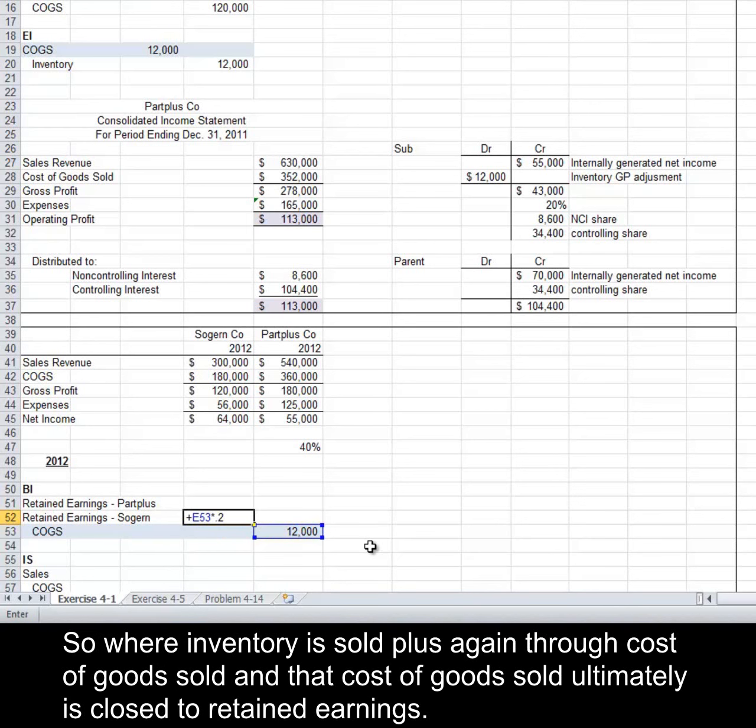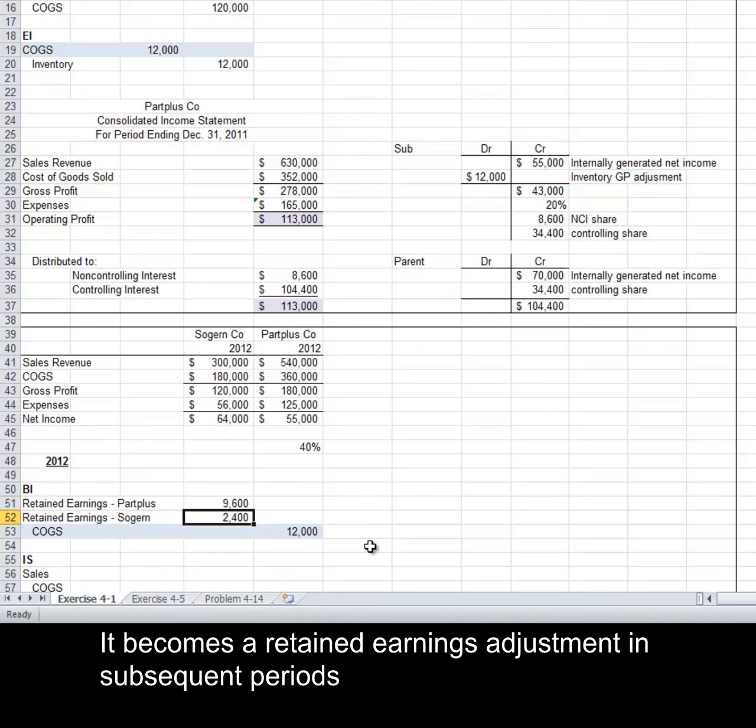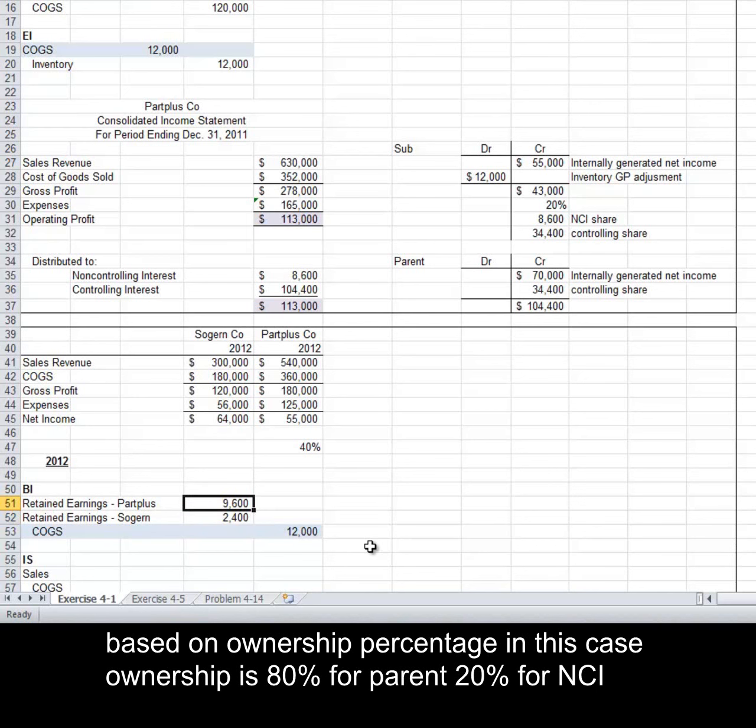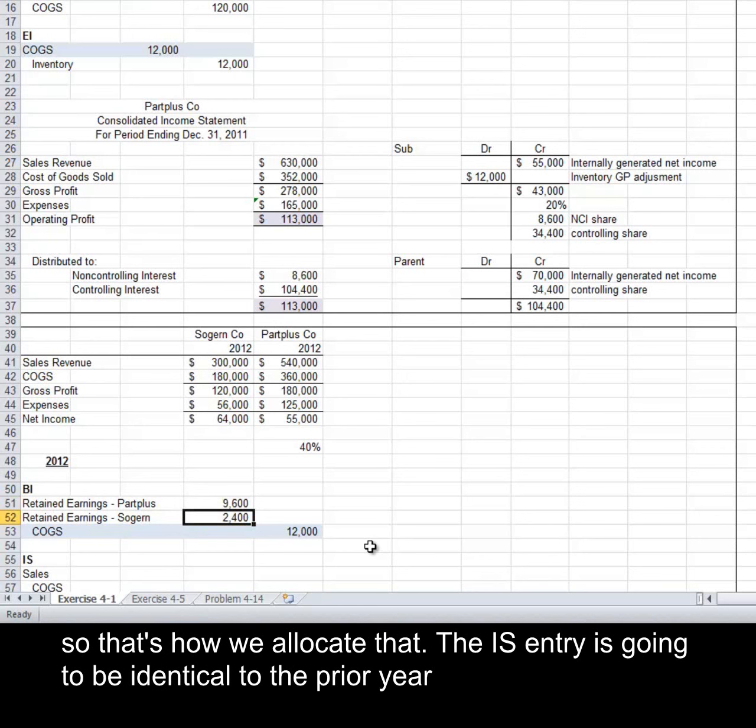So where inventory is sold flushes again through cost of goods sold, and that cost of goods sold ultimately is closed to retained earnings. It becomes a retained earnings adjustment in subsequent periods based on ownership percentage. In this case, ownership is 80% for parent, 20% for NCI. So that's how we allocate that.